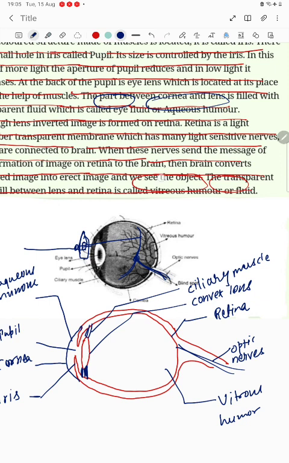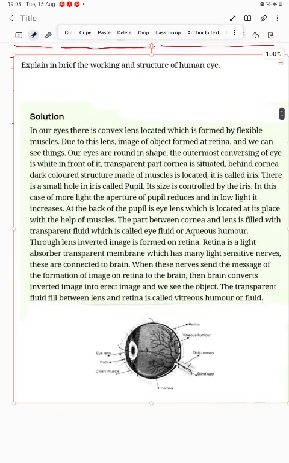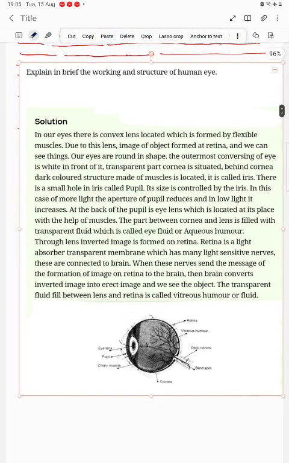What type of image is formed, do you know? The image formed is of the same size. So this is the brief structure and working of the human eye.